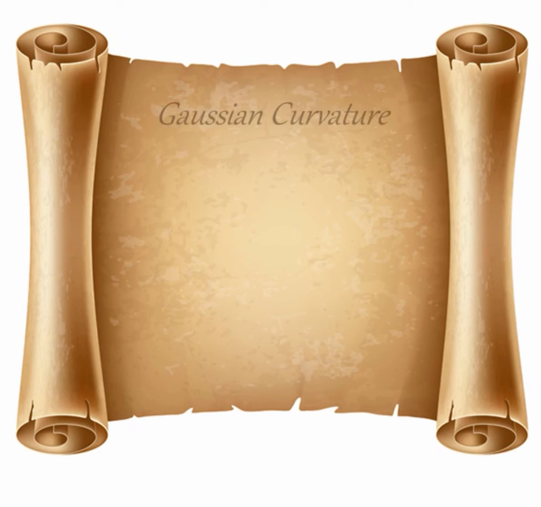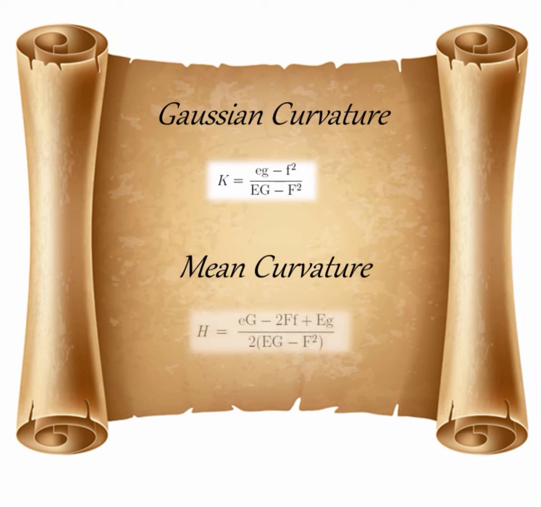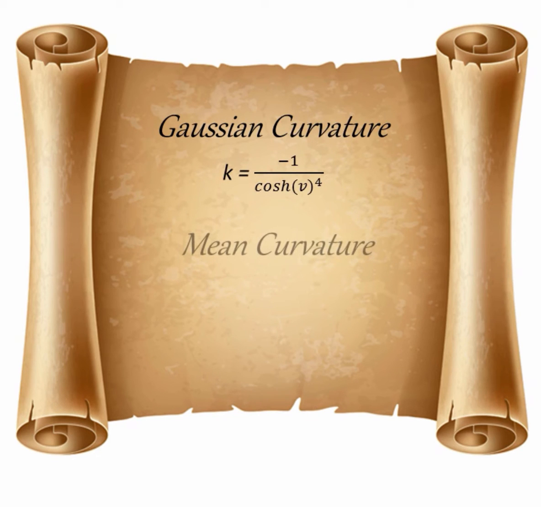The Gaussian curvature and mean curvature formulas are as shown. Using these formulas and the coefficients that we previously found, we find the Gaussian curvature to be, and the mean curvature to be equal to 0.